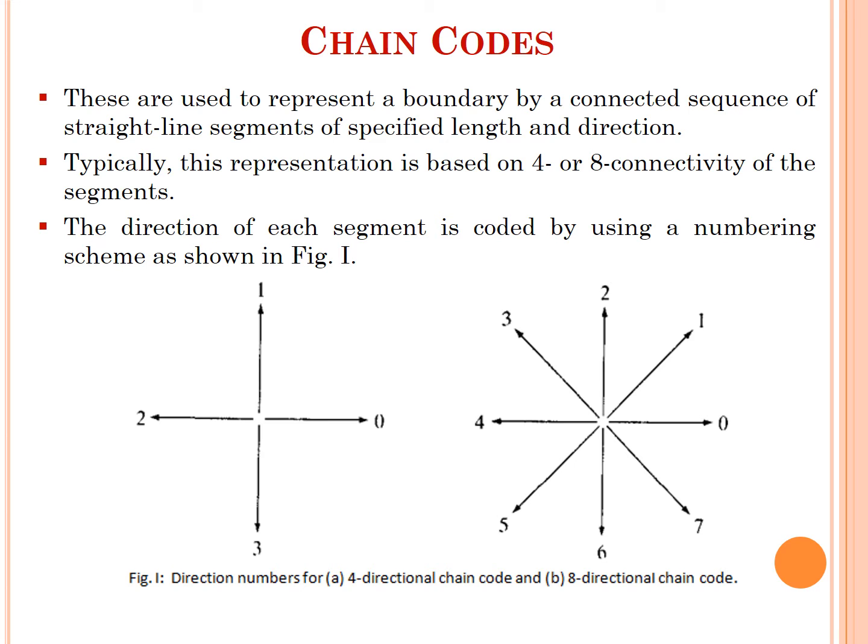Chain codes. These are used to represent a boundary by a connected sequence of straight line segments of specified length and direction. Typically, this representation is based on 4 or 8 connectivity of the segments. The direction of each segment is coded by using a numbering scheme as shown in this figure. Here in figure A, the 4 direction chain code is shown, whereas in figure B, the 8 direction chain code is shown.